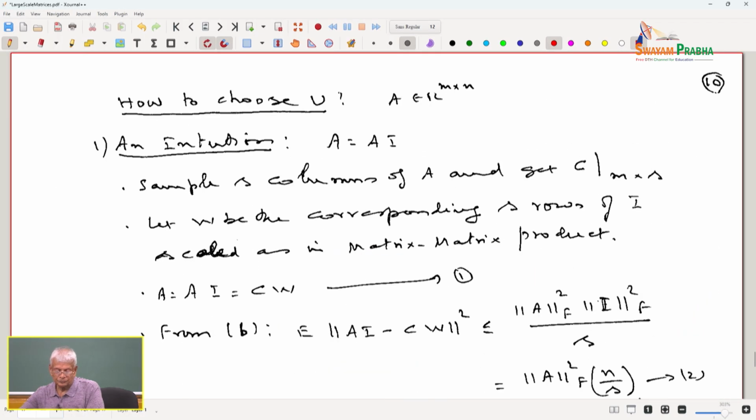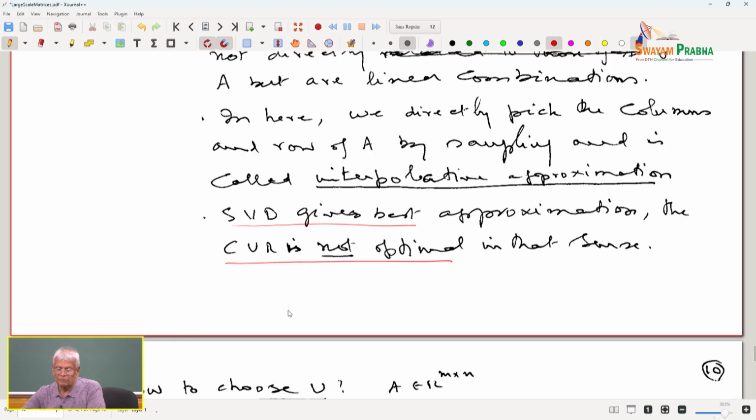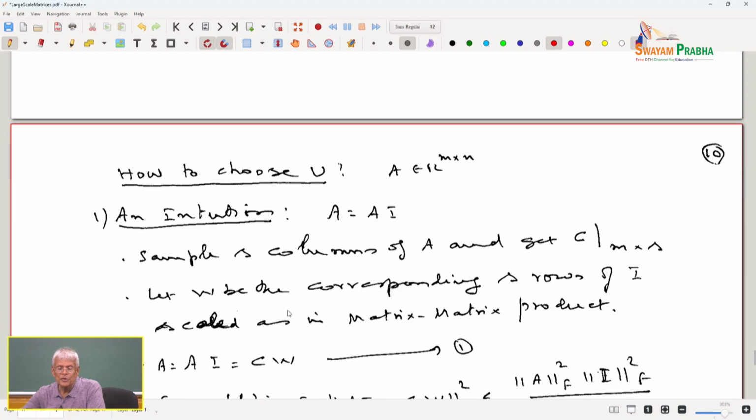But SVD, despite its cost, is the best approximation one can find. CUR is not optimal in the same sense as SVD is optimal. So, you can see that trade off here. CUR essentially picks the rows and columns of A, whereas SVD is indirectly related to A through linear combinations of the rows and columns. So, that is the difference between what we plan to do and what we have already done.